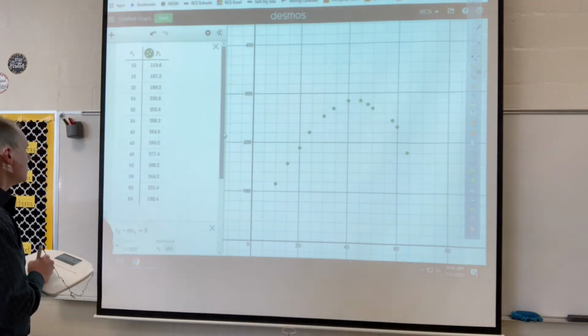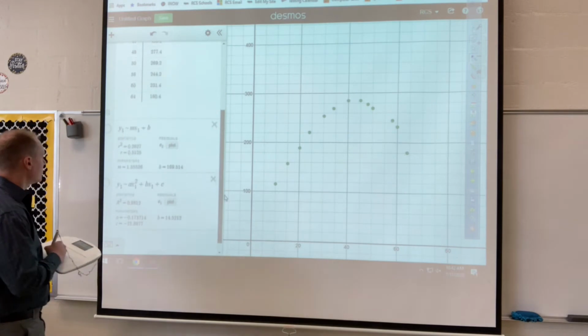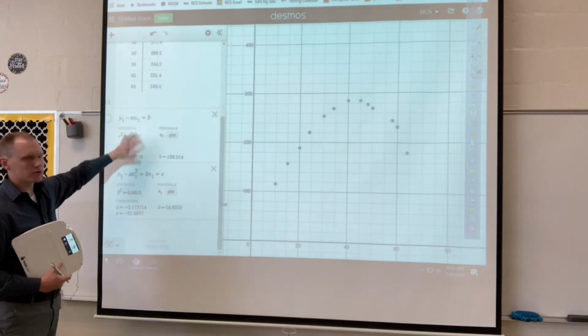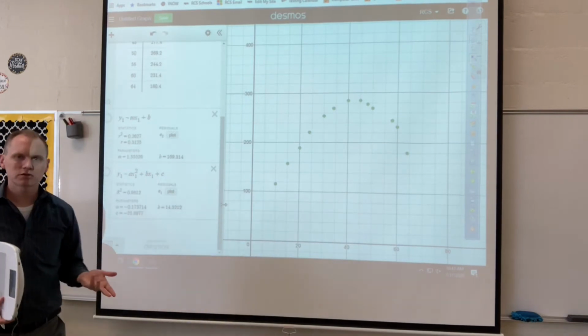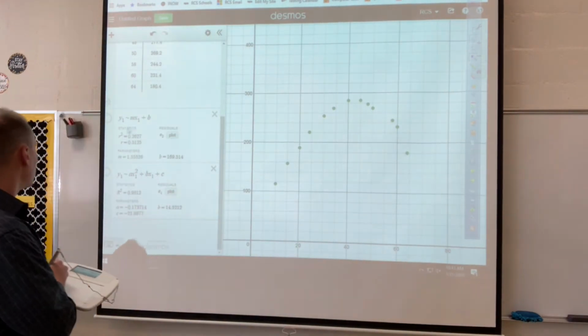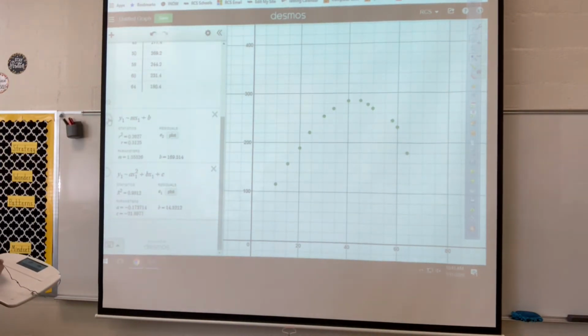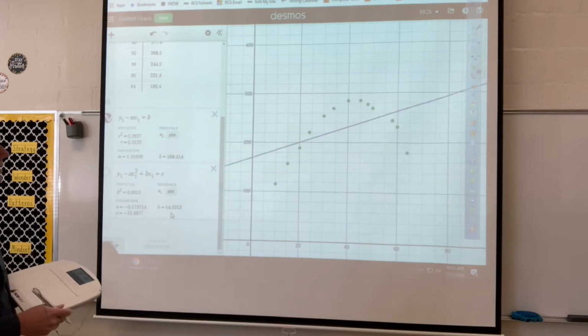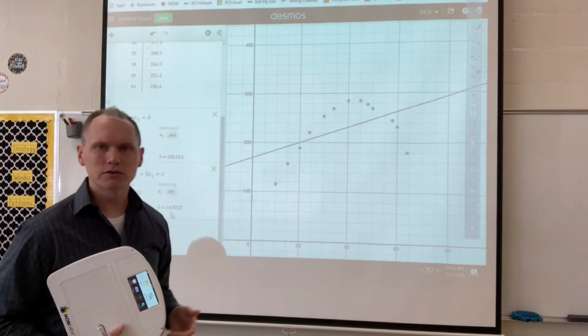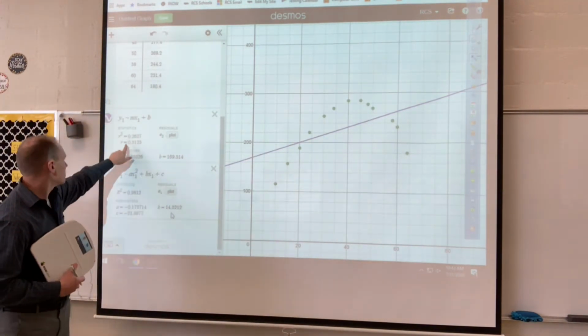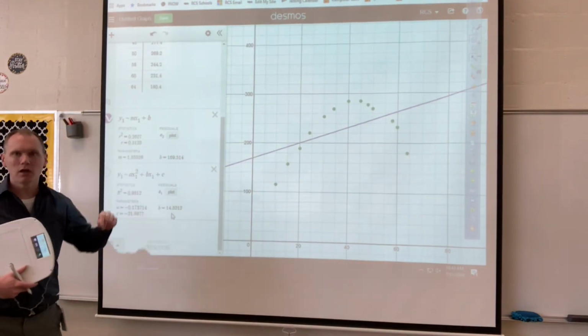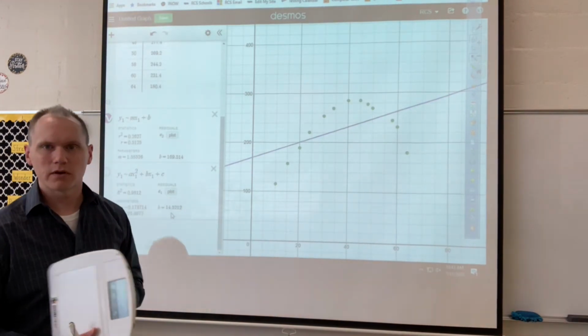Okay, so from there, I've actually set up two different regressions. One is a linear, and one is the quadratic. So let's just compare them. I've pressed this button here to turn it off. I'm going to turn it on now, and you can see it's going to graph that linear function. Not a very good fit, right? Let's check the R squared. R squared is 0.26, pretty low, which makes sense because it's not a very good fit.